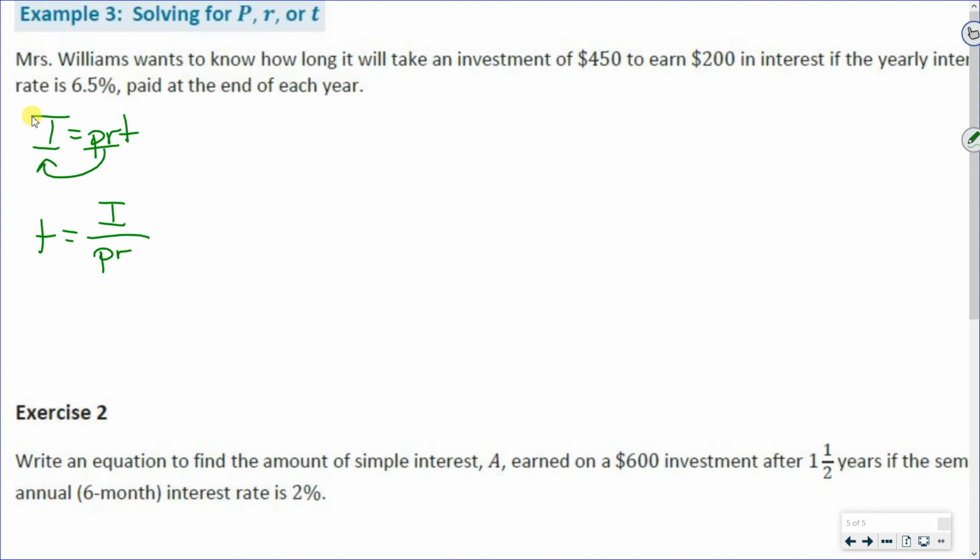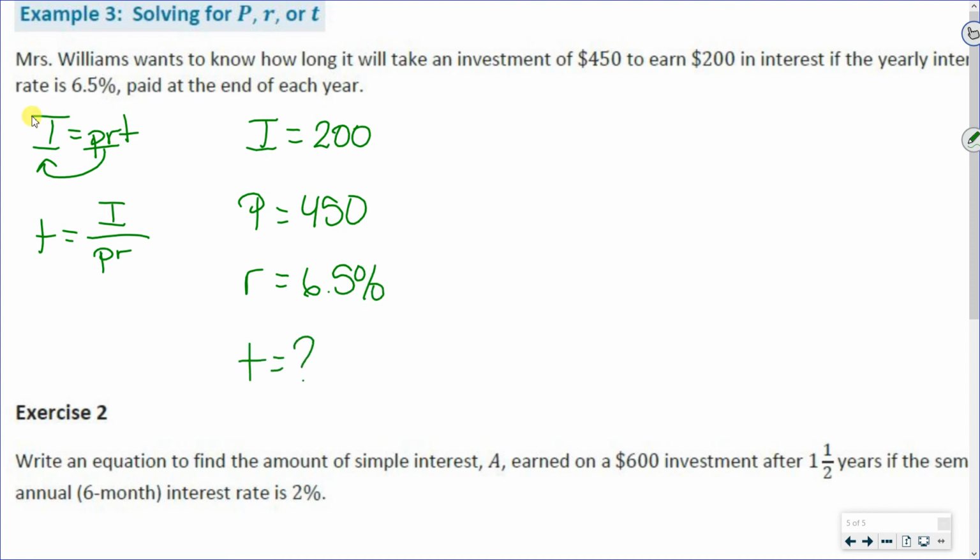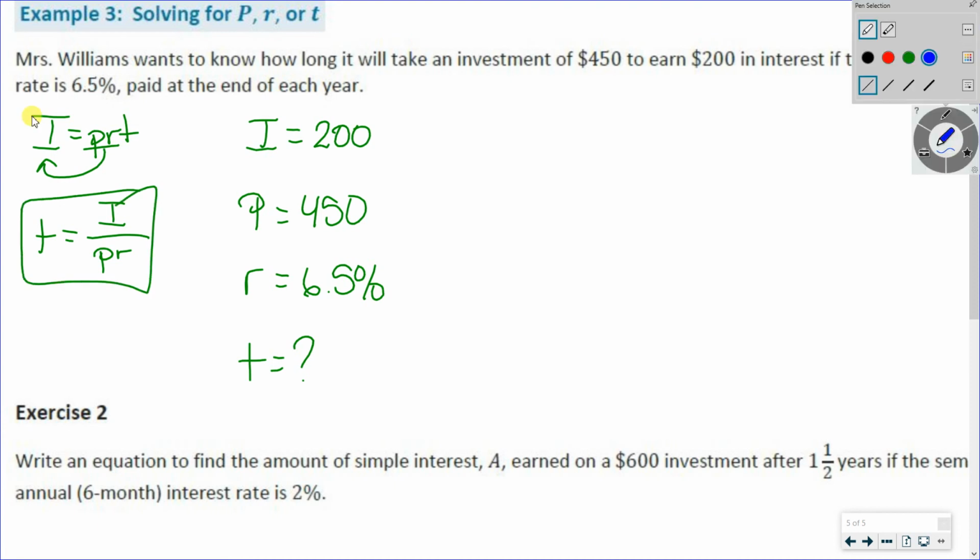So let's find out what our principal and rate and interest are. Well, we want to know how long it would take to earn an interest of $200. We know our principal, or what she started off with, was $450. And we know her rate is going to be at 6.5%. So we don't know time. That is what we don't know. So we're going to use this formula right here. Okay? So let's do a little bit of substituting, and let's go ahead and start working it out.